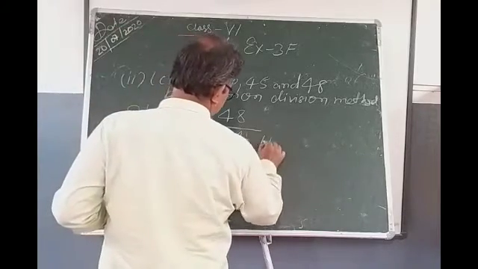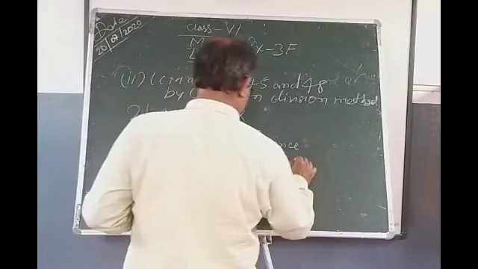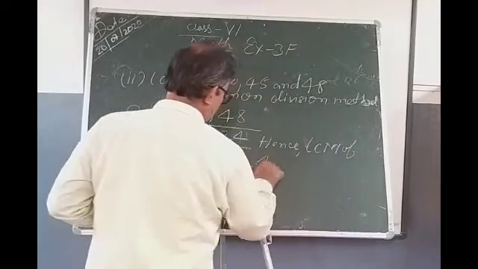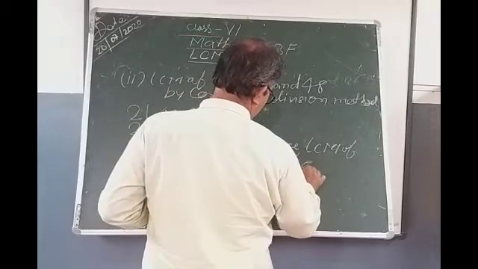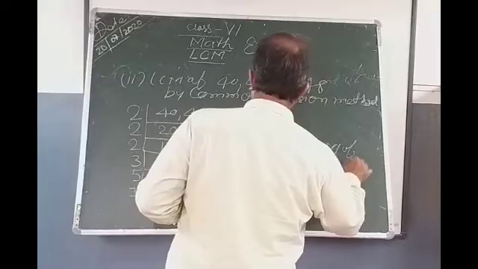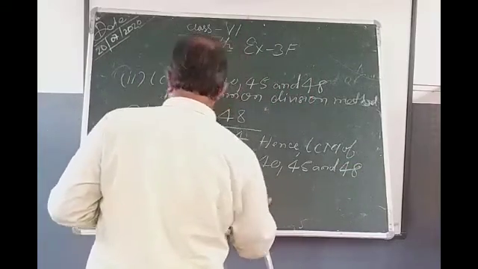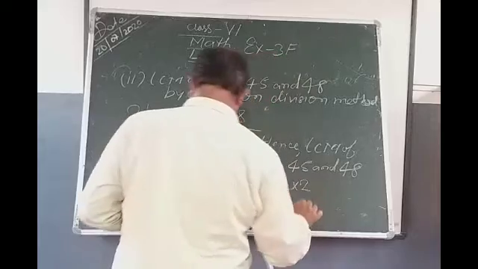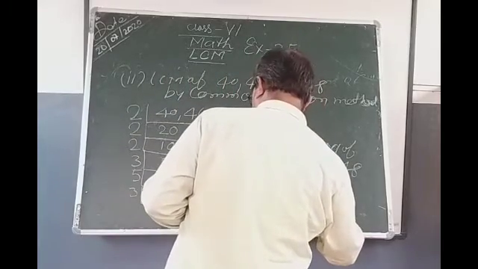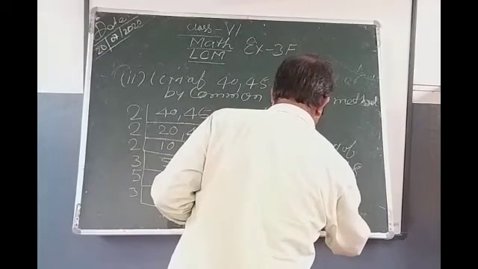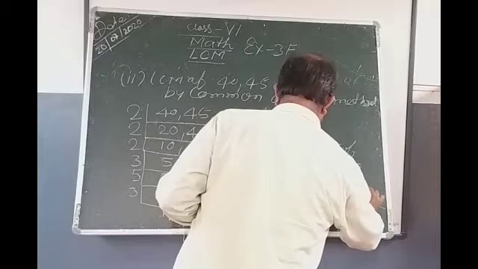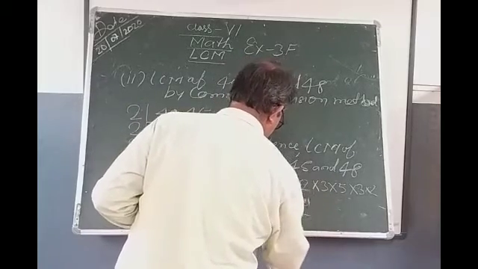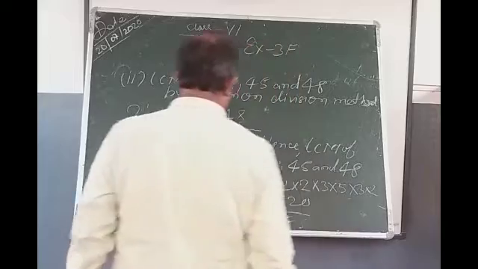Hence, the LCM of 40, 45 and 48 is equal to 2 into 2 into 2 into 3 into 5 into 3 into 2, which is equal to 720. LCM is equal to 720.